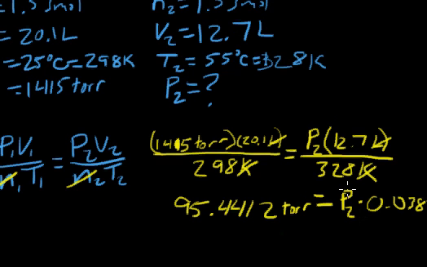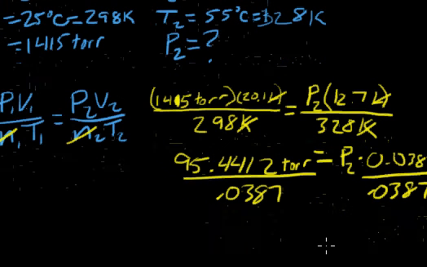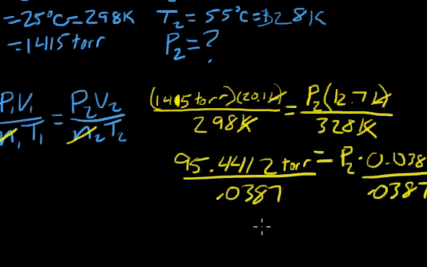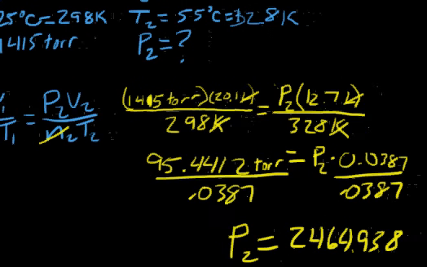And now we need to isolate our variable, P2. So I'm going to divide 0.0387 on the right, and 0.0387 on the left. And so when we do that, we will get our final answer. So we're solving for P2. And our final answer is 2,464.938, etc. And of course, we need a unit on that because there can be no naked numbers, and our unit is torr.